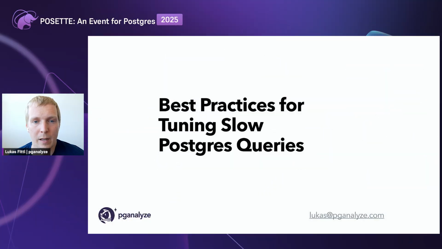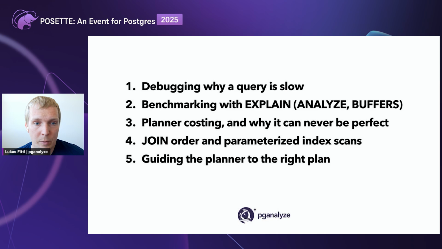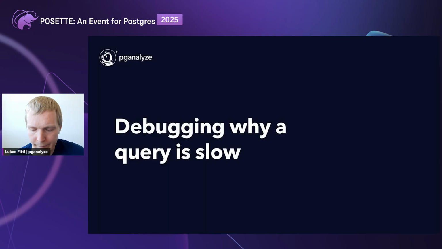All right, let's dive in. There are 5 things we're going to talk about today. First, how to debug why a query is slow. Second, how we can benchmark queries with explain analyze with the buffers option. Third, how planner costing works and why it can never be perfect. Fourth, join order and how parameterized indexes can greatly affect query plans. And last, how we can guide the planner to the right plan.